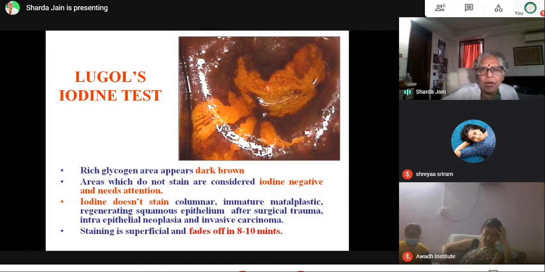Why does it take up a brown stain? Because the epithelium has glucose in it, and when iodine combines with the glucose, it will turn it brown, dark brown.